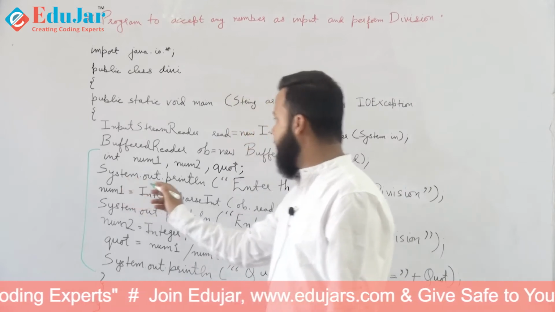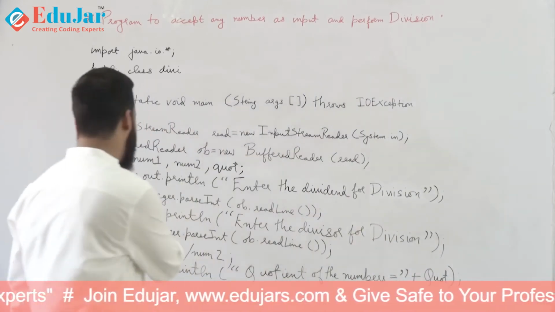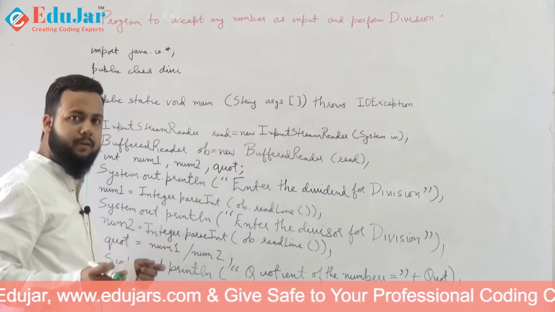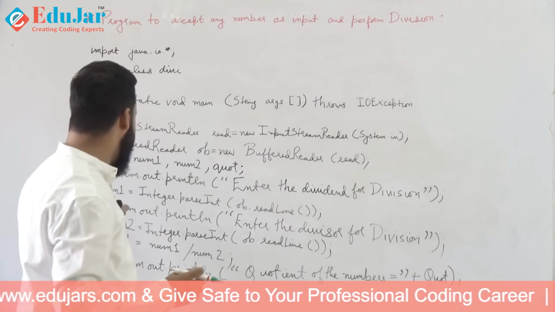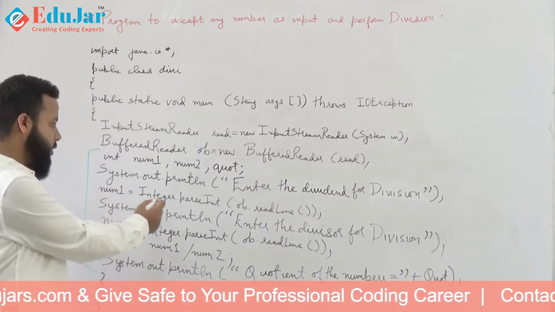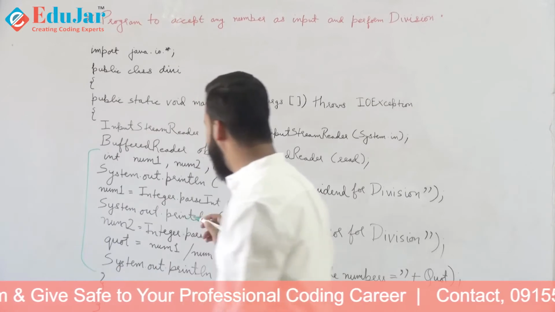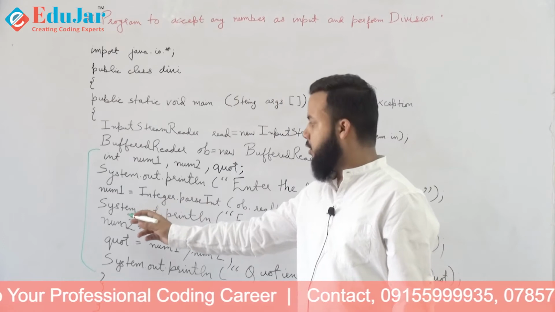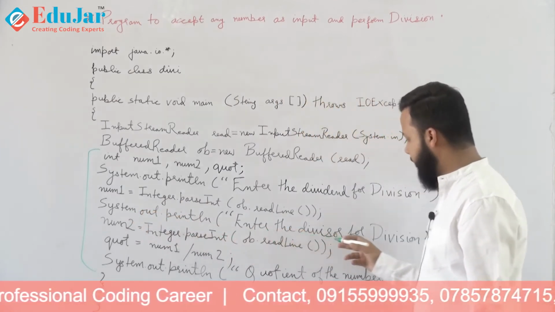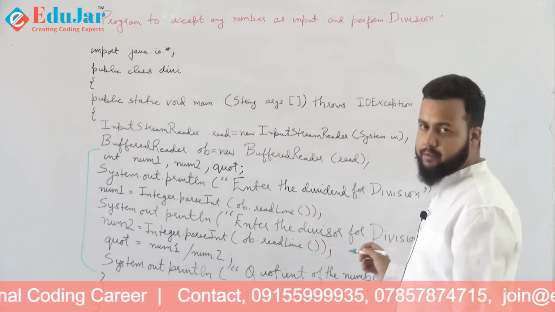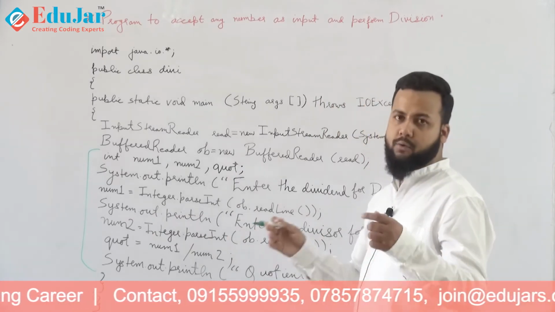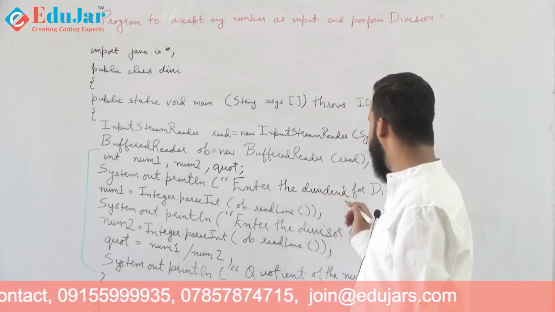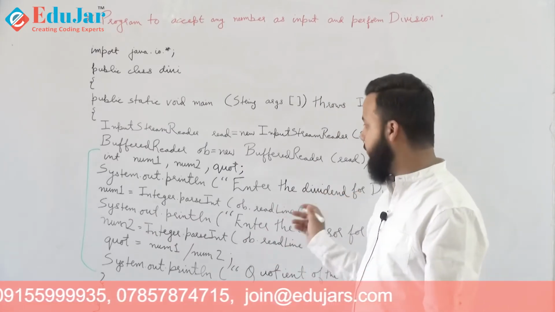You can see over here I have written System.out.println "Enter dividend for division". So we will accept a number that we want to be divided, and we will store this in num1 using Integer.parseInt(ob.readLine()), as we are accepting this in integer type. And then System.out.println "Enter the divisor for division". So at first we have asked the user to enter the dividend, and we have accepted this.